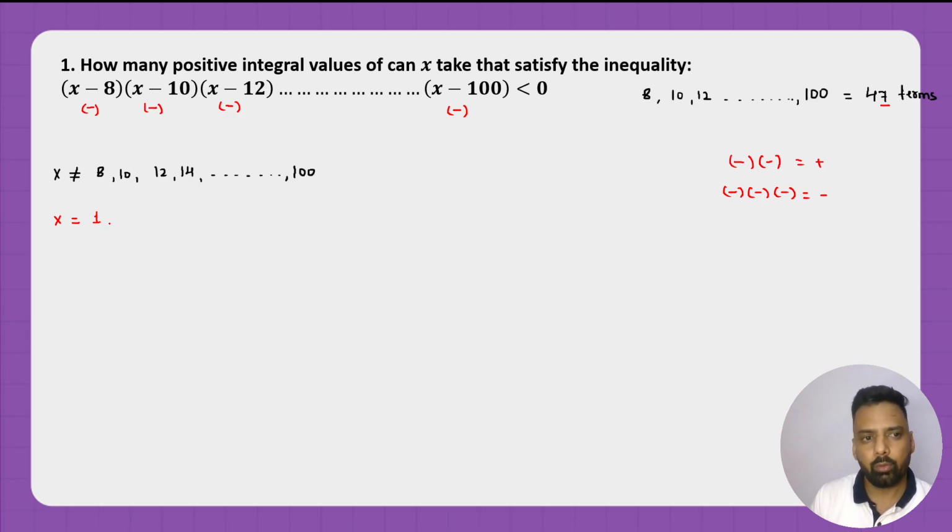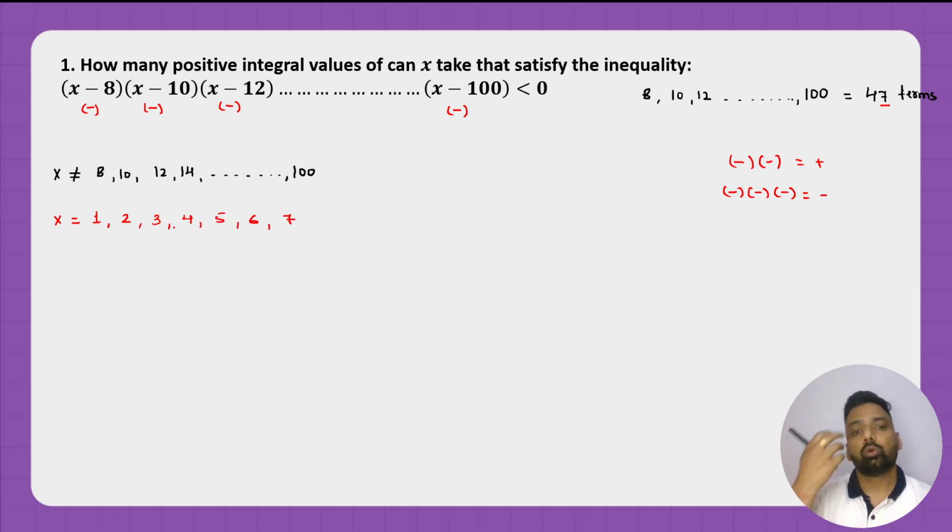That means 1 पे मेरे को मिलेगा. Same situation 2 पे होगा. All the values will be negative. Same on 3, 4, 5, 6 and 7. So 1 से लेके 7 तक if I substitute any value from 1 to 7, the answer will be negative, right? Answer उस केस में क्या रहेगा? Negative ही रहेगा. These 7 values are allowed.